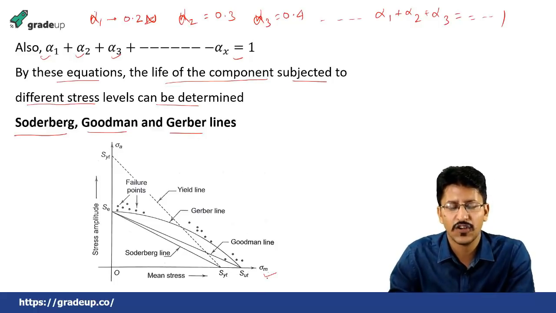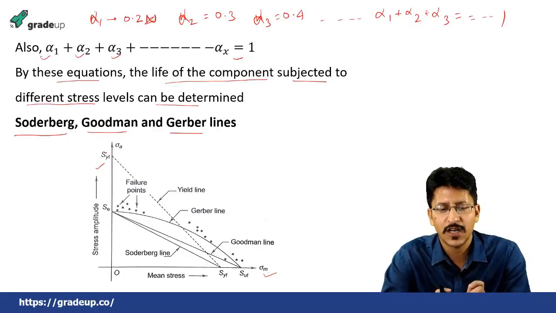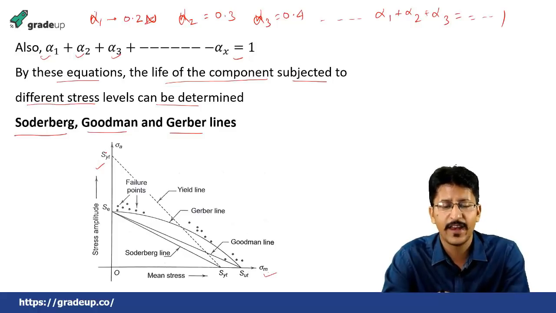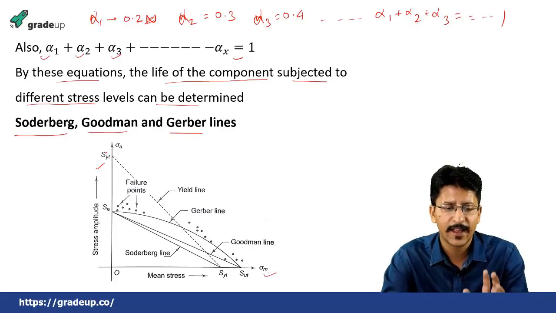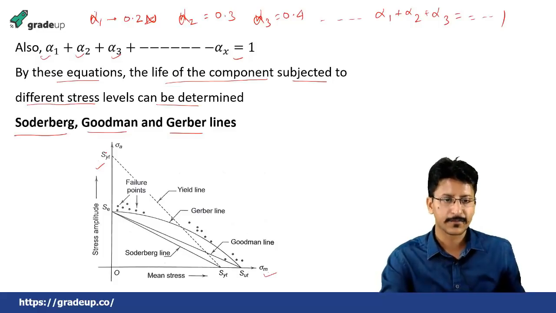This is the mean stress on the x-axis, this is the stress amplitude on the y-axis. Just draw this diagram very carefully, all the lines, the Goodman line, the Soderberg, the Gerber line, the yield line, the failure points, all have been shown here. Just pause the video for a minute or two, take your time and carefully draw this diagram. Then we will proceed further.